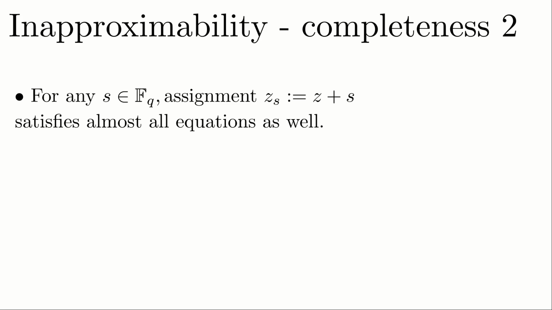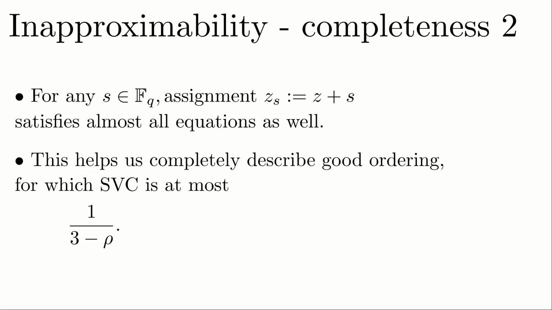Now, take any constant s and consider an assignment z_s, which is basically z translated by s. Well, this assignment actually satisfies almost all equations as well, right? Because every equation has a subtraction, so the s will cancel out. So in particular, this helps us find a good ordering, because it helps us describe the space of all the solutions of these unique games. And in this case, the sum vertex cover is at most 1 divided by 3 minus rho.